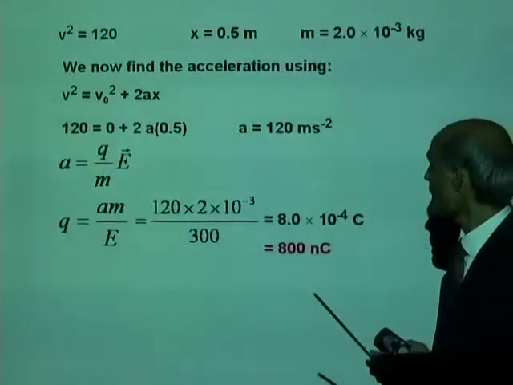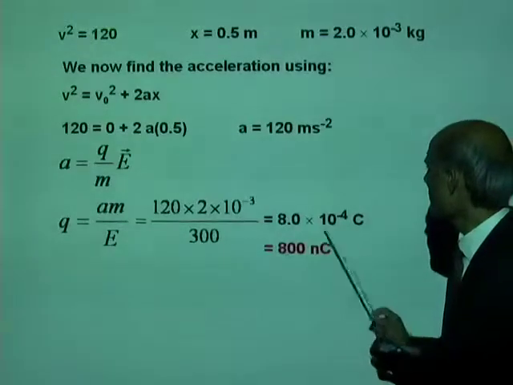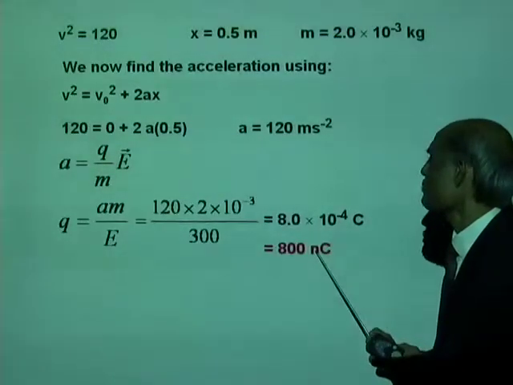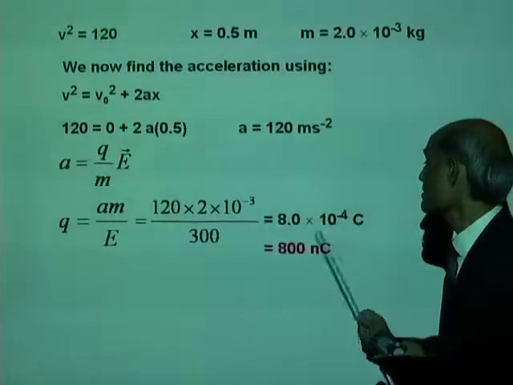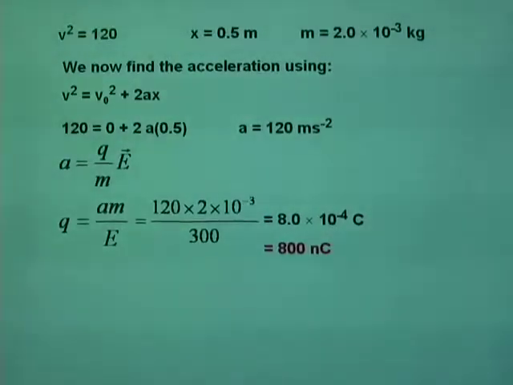That is 800, no, not nanocoulomb, it has to be microcoulomb, because this is 10 to the negative 4. That will be 800 microcoulomb. That's right. That will be micro. Okay.